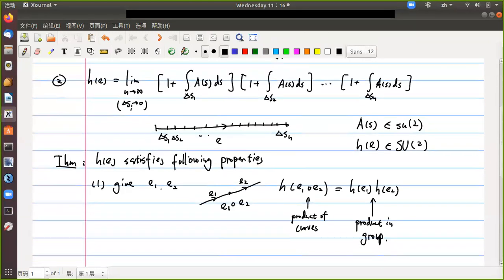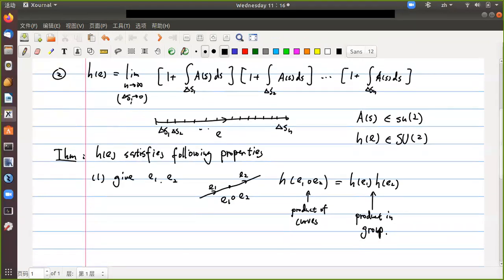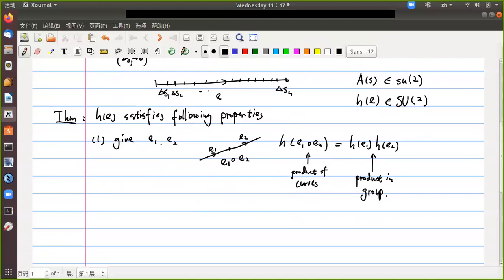Okay, so here you can view this mathematically as a relation between the product of curves and the product in the group. Or you can just view that if you connect two curves, then the resulting holonomy on the longer curve is just the multiplication of the holonomies on the individual curves. Okay, so this is the first relation.